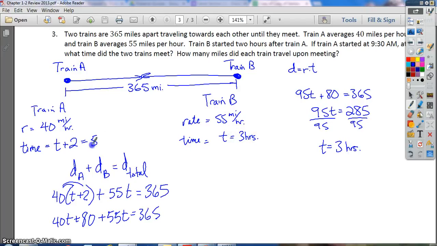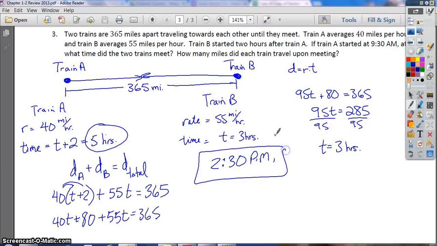His travel time would be 5 hours. Okay? So, let's answer the question. Train A left at 9:30. He traveled 5 hours. 5 hours on the 9:30 would be 10:30, 11:30, 12:30, 1:30, 2:30. So you're looking at 2:30 p.m. the trains will meet.